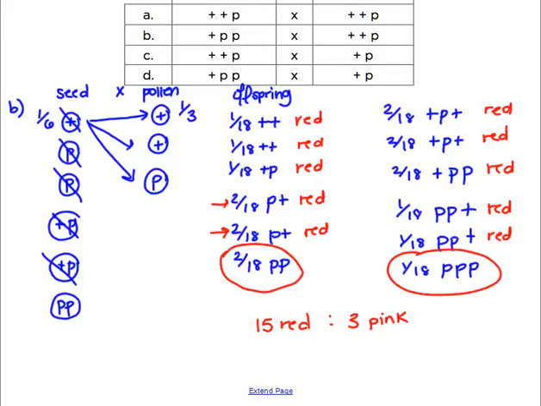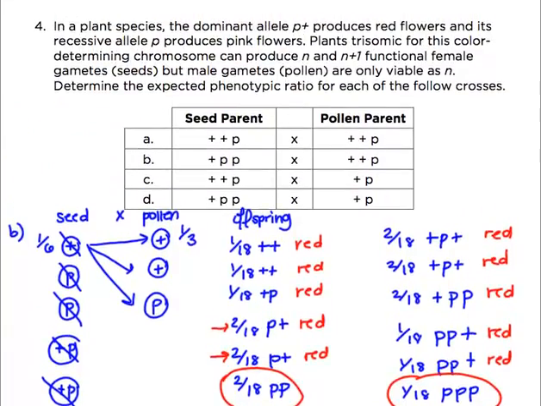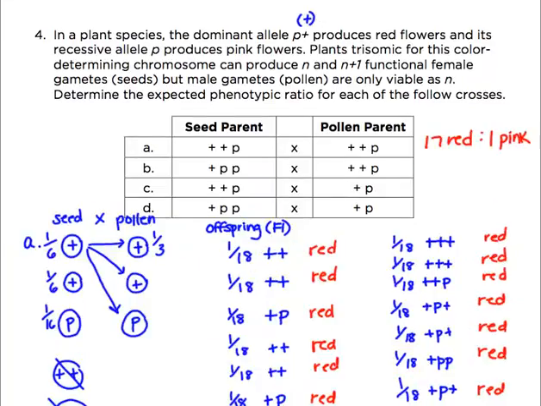So you can simplify that down if you divide both by 3 to 5 red to 1 pink. So this is the phenotypic ratio for part B. So you have 5 red to 1 pink. And I'll write that on the front page so you have everything together.